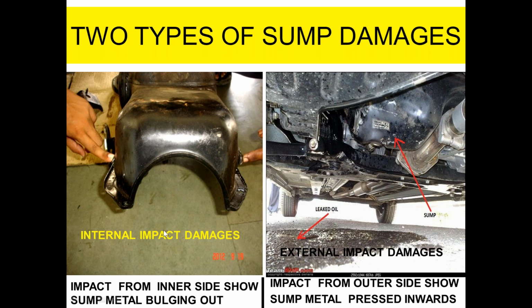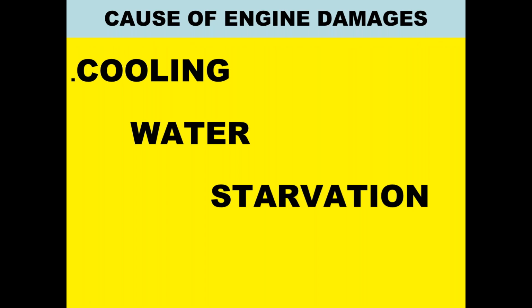Internal impact damages: you see the bulge on both sides of the sump, which shows the impact came from the inner side. Here you see the sump is pressed inwards. The impact from the outer side will show the sump metal pressed inwards. The type of damages will show from where the impact was received by the sump, and that will decide the factor. Cause of engine damage is cooling water starvation.